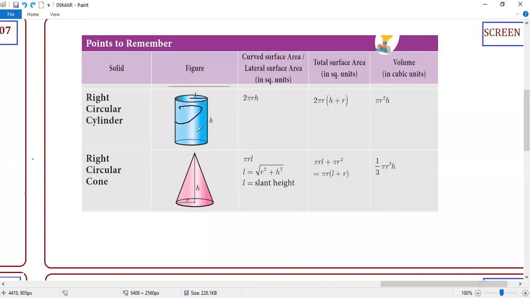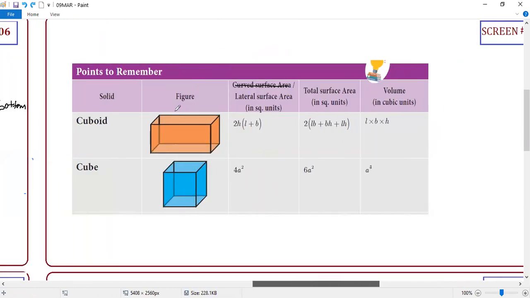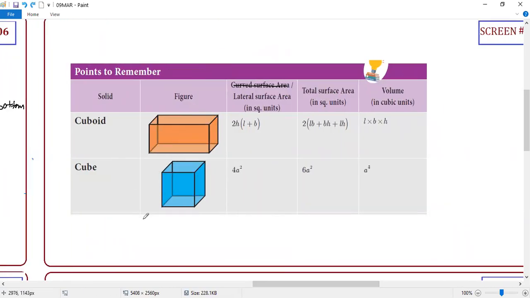Whereas the moment you come to cylinder and cone, the surface area is in the form of a curve, right? So that's why instead of lateral surface area, you can say curved. Sir, shall I say LSA of cylinder? You can very well say LSA of cylinder. Shall I say CSA of cylinder? You can very well, no problem. Both are the same in the case of cylinder. But the moment you come to cuboid and cube, you should not use curved surface area because that surface area is not curved.